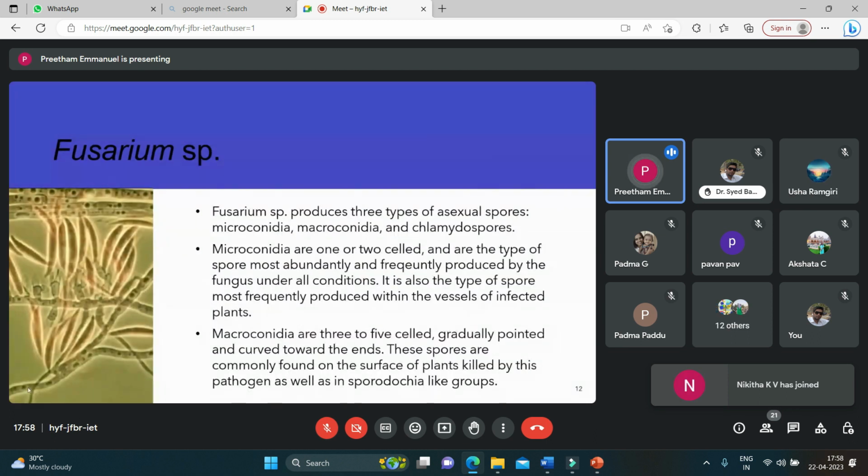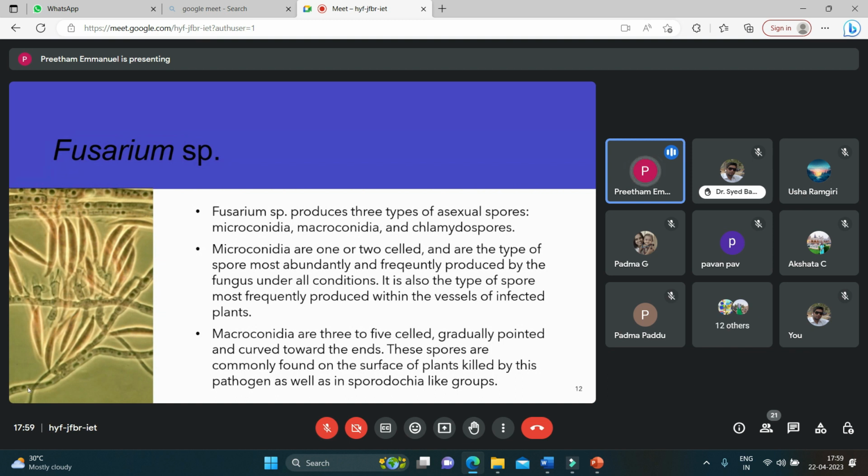Fusarium species. This produces three types of asexual spores: microconidia, macroconidia, and chlamydospores. Microconidia are one or two celled and are the type of spore most abundantly and frequently produced by the fungus under all conditions. It is also the type of spore most frequently produced within the vessels of infected plants.